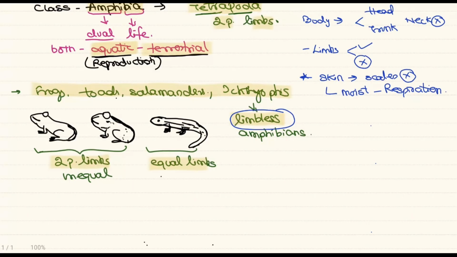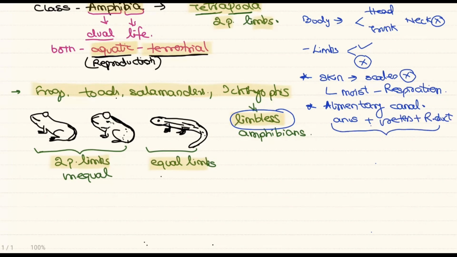the respiration process. Coming to the digestive system, it has an alimentary canal starting from the mouth and ending with the anus. The anus, along with the urinary tracts and the reproductive ducts, open into a common opening called cloaca. So these animals have a single cloacal opening in which the digestive system, the excretory system, and the reproductive system, the 3 systems, will open.